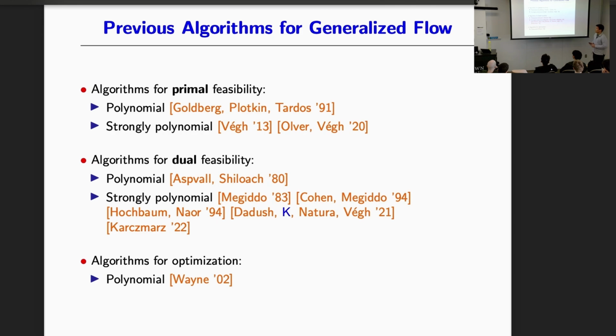So this is what we know about the algorithms for the generalized flow problem before our work. As I've mentioned before, we already have polynomial and strongly polynomial algorithms for the primal feasibility and the dual feasibility problem, but we still don't have a strongly polynomial algorithm for the optimization problem. And the only known algorithm for optimization is an algorithm by Wayne back in the 2000s.